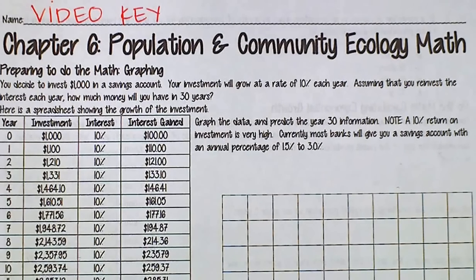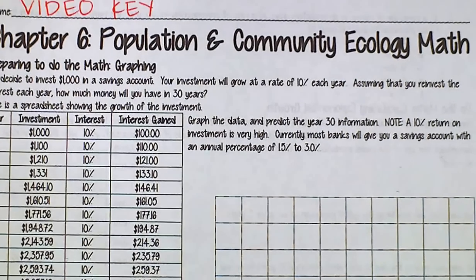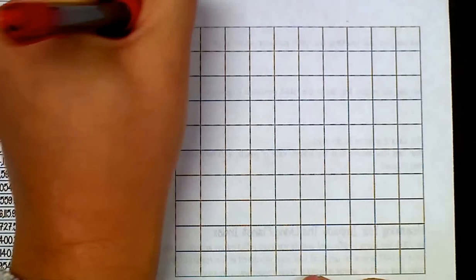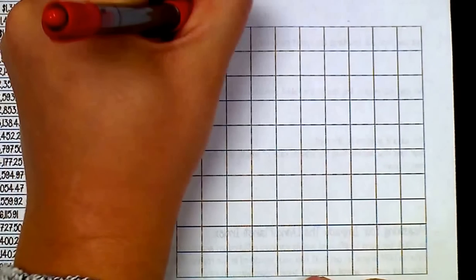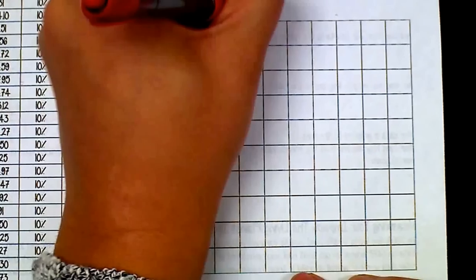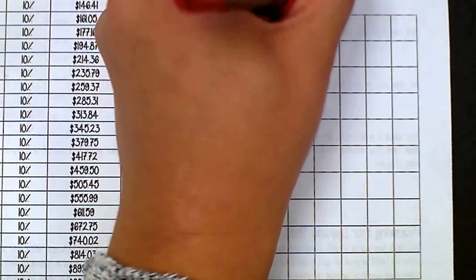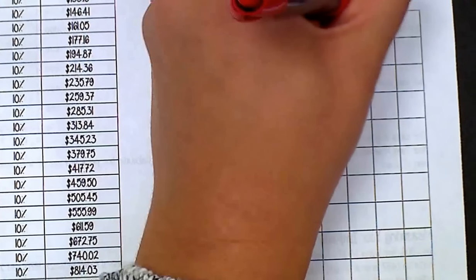So the first thing that we want to do is give our graph a title. Okay, so I'm going to call this graph exponential growth with a 10% return. All right?